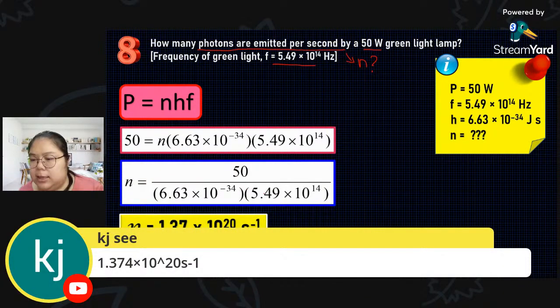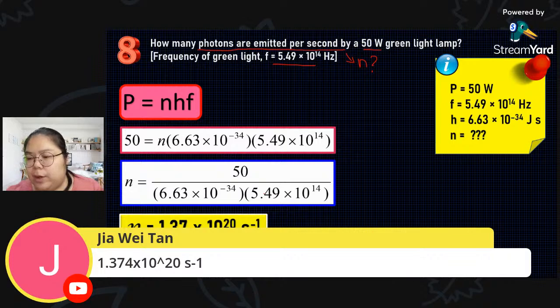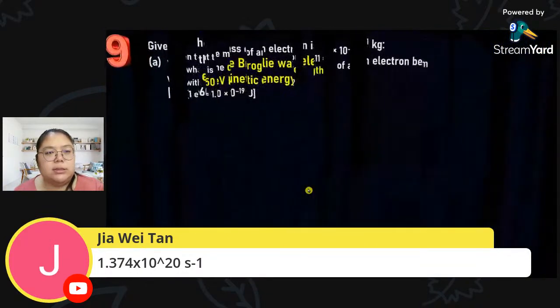Okay, 1.374, power 20. Yeah, correct. Your calculation is correct, you just never show the calculation, only the answer. Okay, Mei Ling also said like that. It's the same answer, so correct. 1.374, four significant figures. So Jawei, Jayao, Esther, Mei Ling, and Sikajing are also correct. They show me the answer is correct. Important is the unit must be correct.